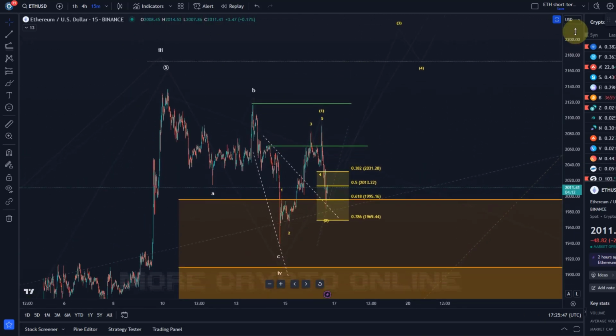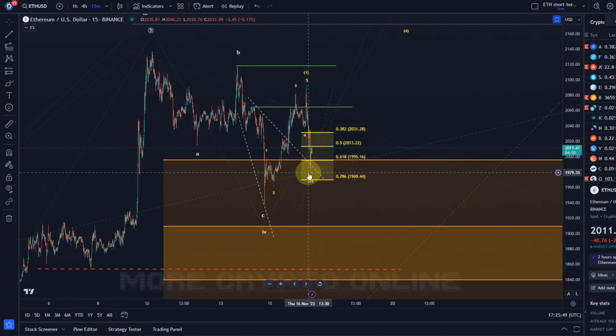There's not really much new stuff to talk about. Support didn't break. We've just entered the support range. And let's see if it now shows a reaction. That's my update about ETH.